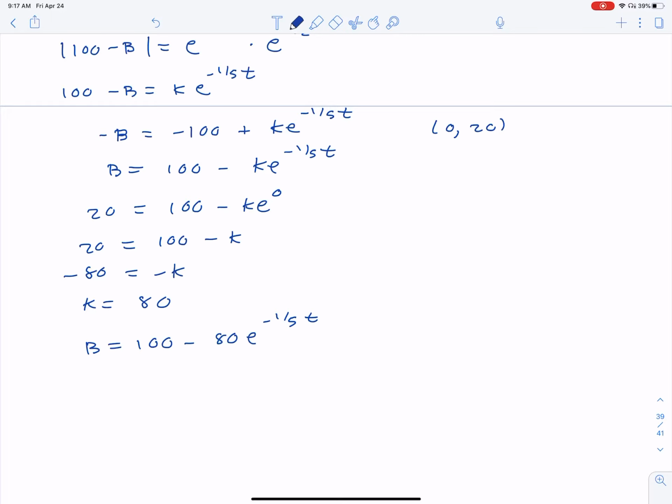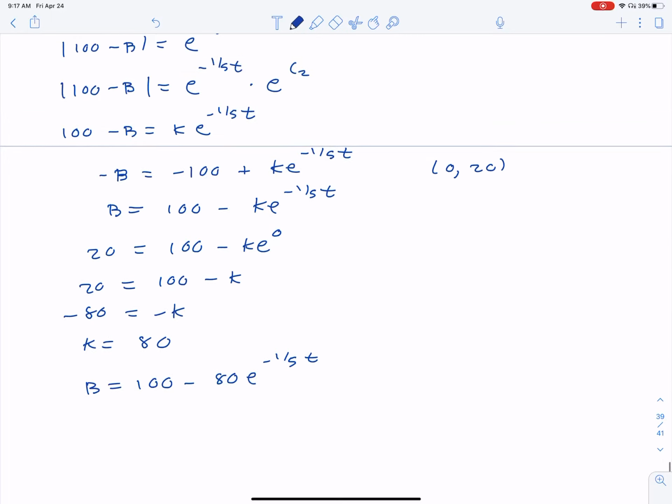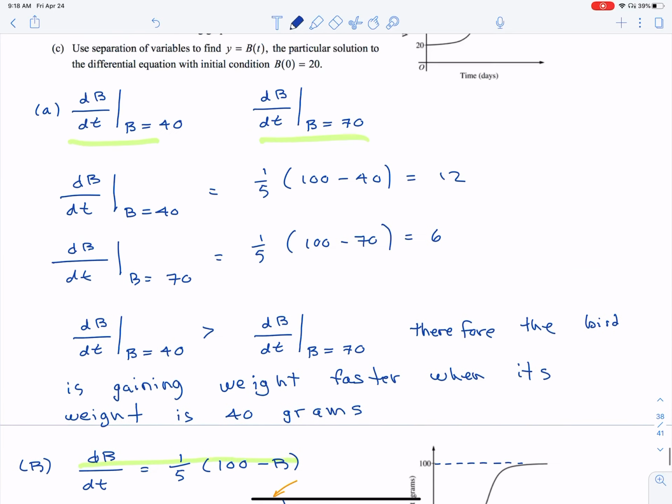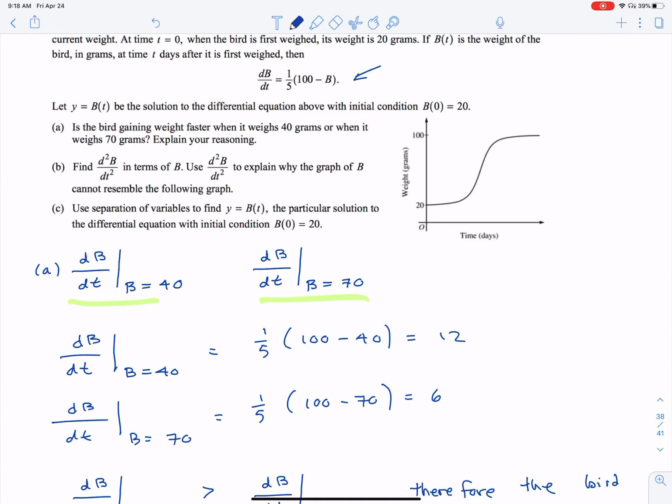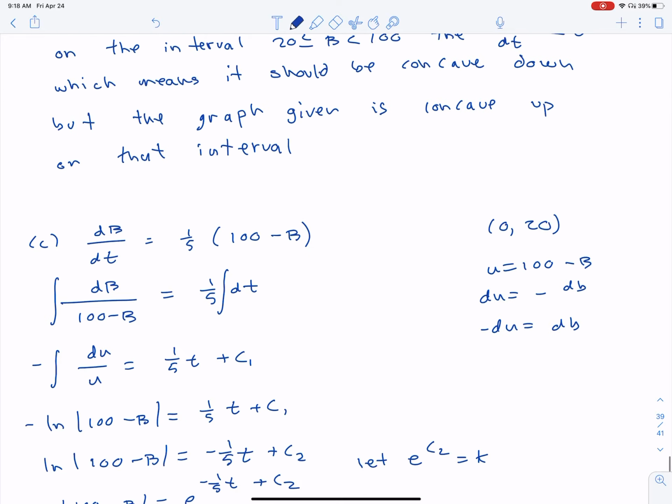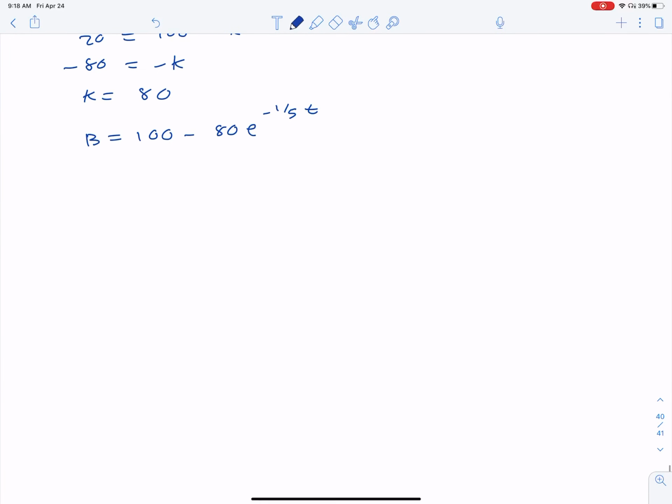Okay, let's just make sure. I want to check and see if they were asking any domain questions or anything like that. They don't ask for it, so we should be fine there. You could, if you wanted to, say this only occurs when t is greater than or equal to 0, because t can't be negative since the bird wouldn't be born yet. I don't think we need to put that, but I'm just going to put it here because it seems to make sense, since the domain is clearly not all real numbers.